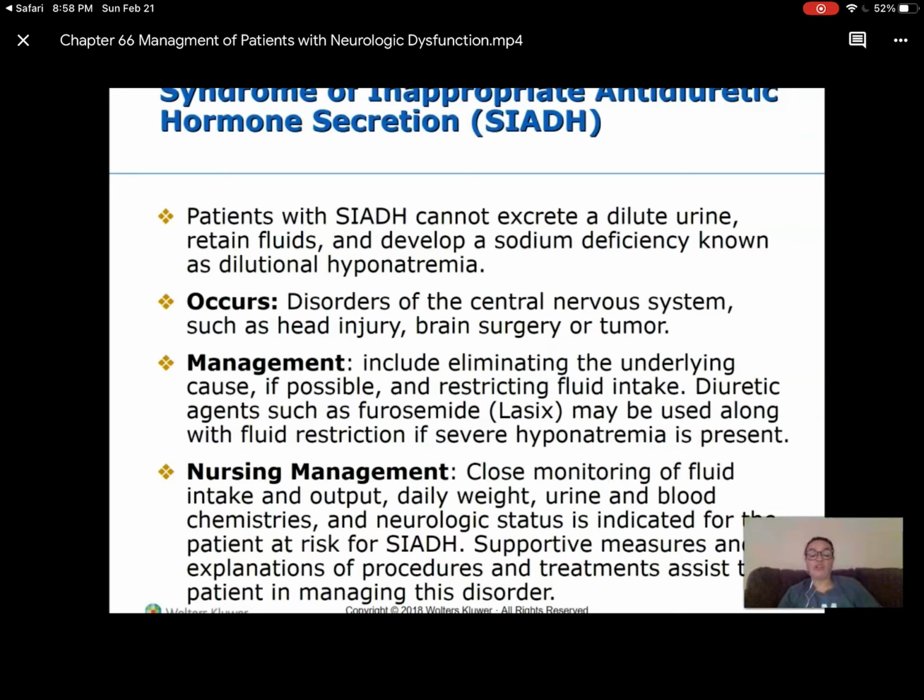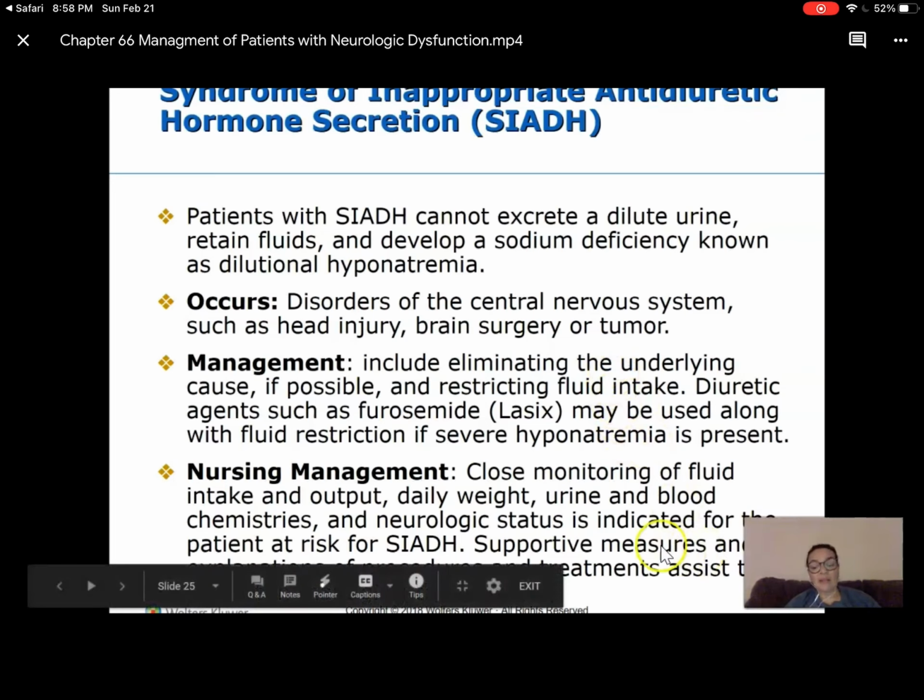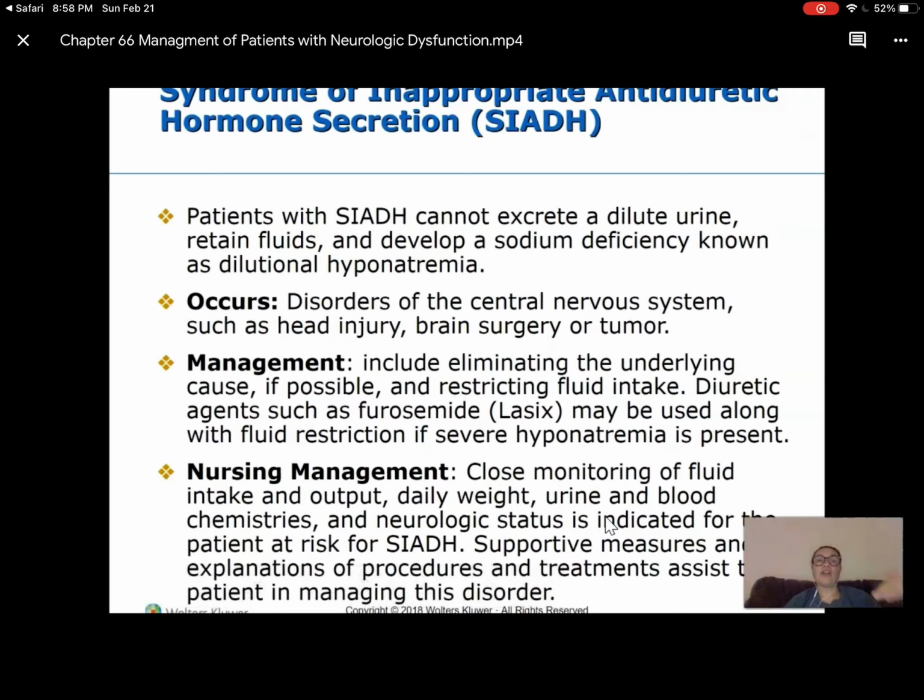All right, closing, monitoring fluid intake and output, daily weights. If these patients are not lucid, intubated, we have beds that can do these daily weights. Same concept, right? If they had socks on, if they have a gown on, remove the blanket, same positioning, same time of day. Okay? Urine and blood chemistry, so you're constantly checking the urine. The urine's going to tell you a lot. Neurologic status indicates a patient is at risk. So we know we have an injury. We know possibly this is coming on this poor patient.